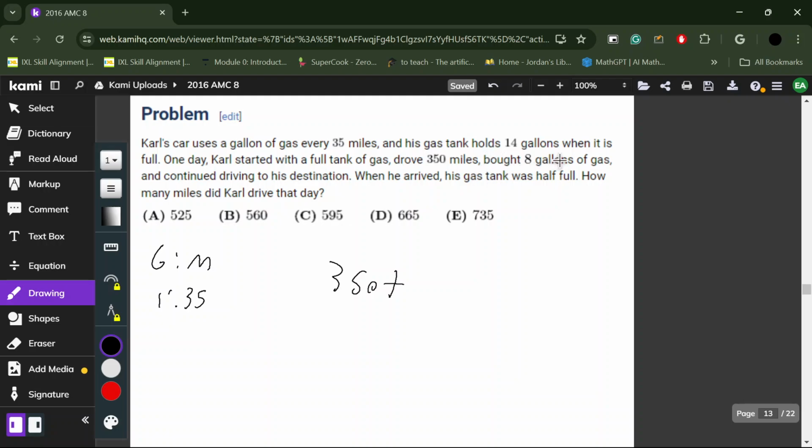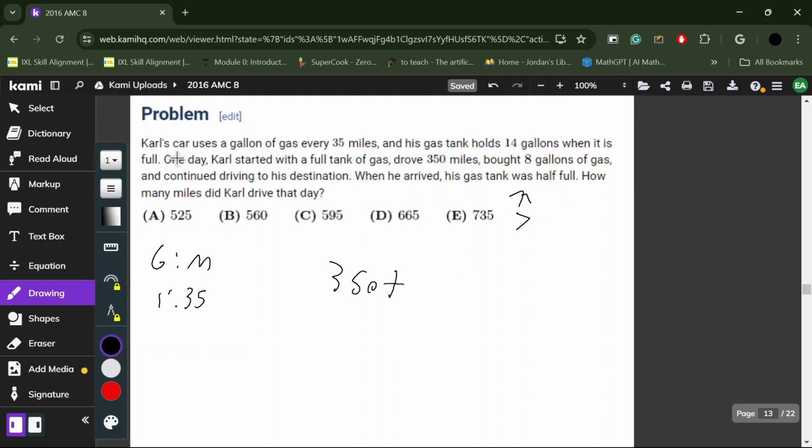It says he bought 8 gallons of gas, continued to drive to his destination, and when he arrived, his gas tank was half full. So when he arrived, his gas tank was half of 14, which is going to be 7. Okay?